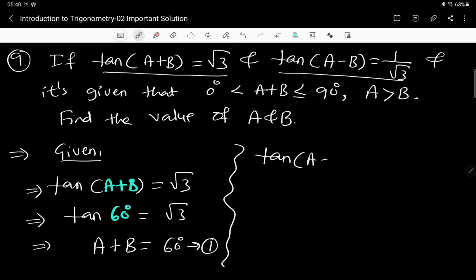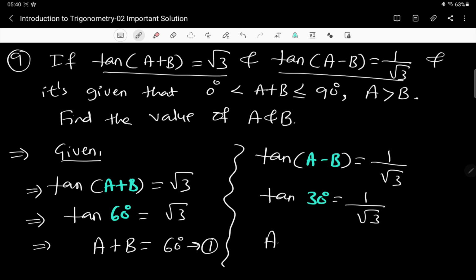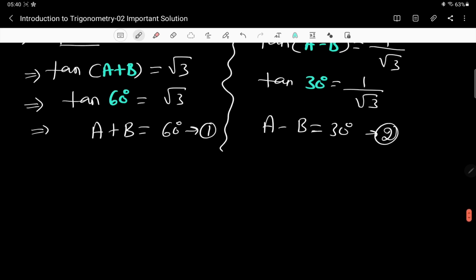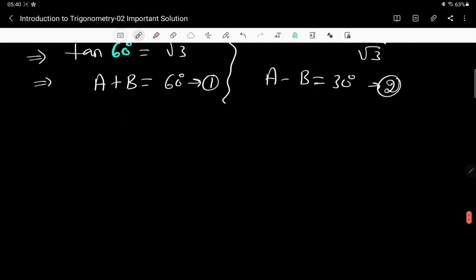Tan of a minus b is equal to 1 by root 3, and we know that tan 30 degree is equal to 1 by root 3. Now here also you can observe a minus b and 30 are both the same, so I'm going to write a minus b is equal to 30 degree, and I'm going to call it equation number 2. Now I'm going to solve both of these equations. So I will say solve equation number 1 and equation number 2.